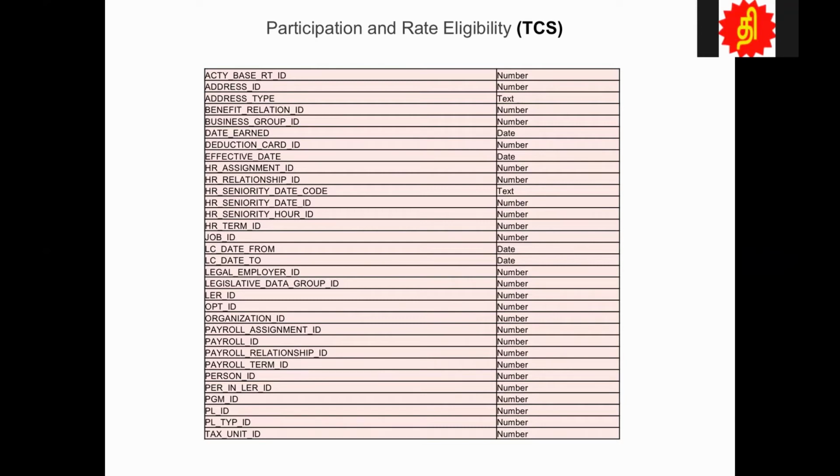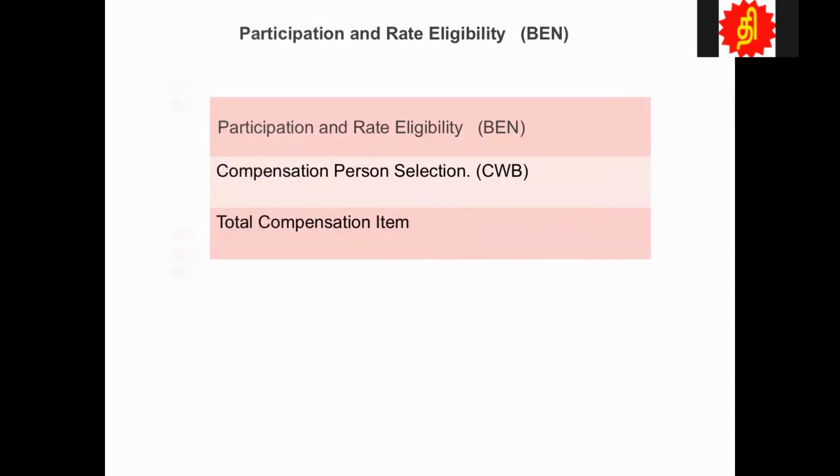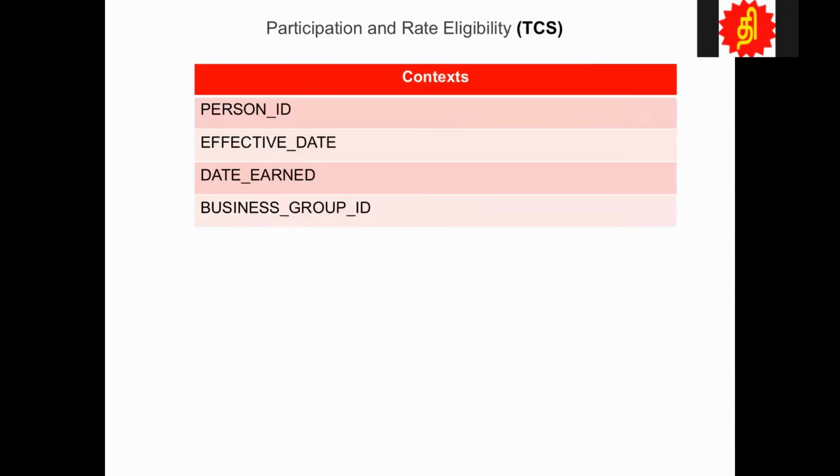The participation rate eligibility, which is coming from benefit, supports all this context. Okay, I said support, but TCS cannot pass all this formula context, like PGM ID, parental ID. TCS is passing very minimum context. If you are looking at that, what is passing is person ID, effective date, and the business group ID. That's all it is passing, it is not even passing assignment ID or anything.